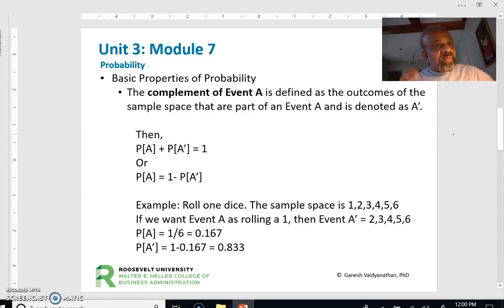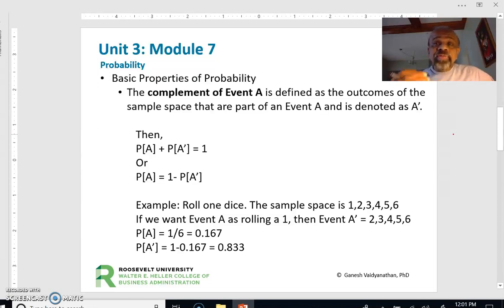Let's take the rolling of the dice one more time. In this case, let's take 1 dice, instead of 2, it's simpler. The sample space of 1 dice is basically 6 outcomes: 1, 2, 3, 4, 5, 6. If we want event A as rolling a 1, then the event A prime is not 1, which is 2 or 3 or 4 or 5 or 6.